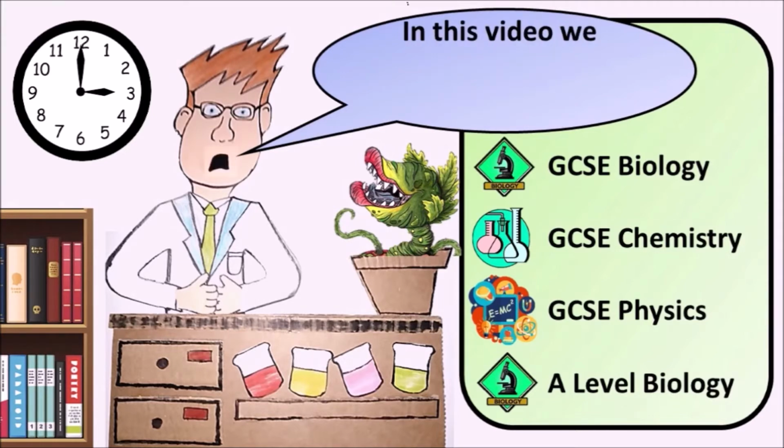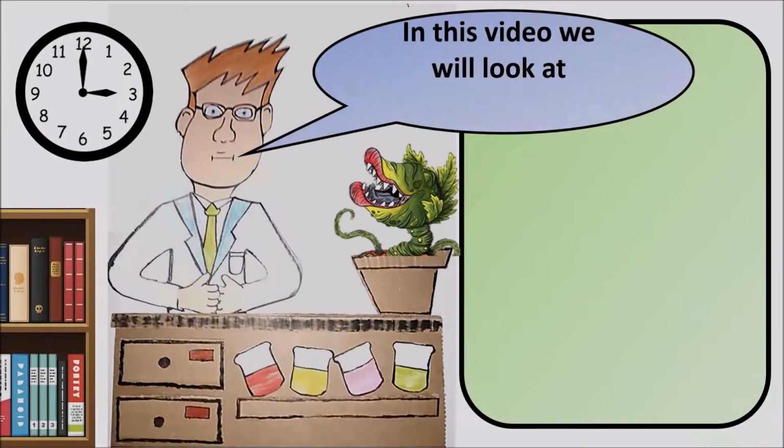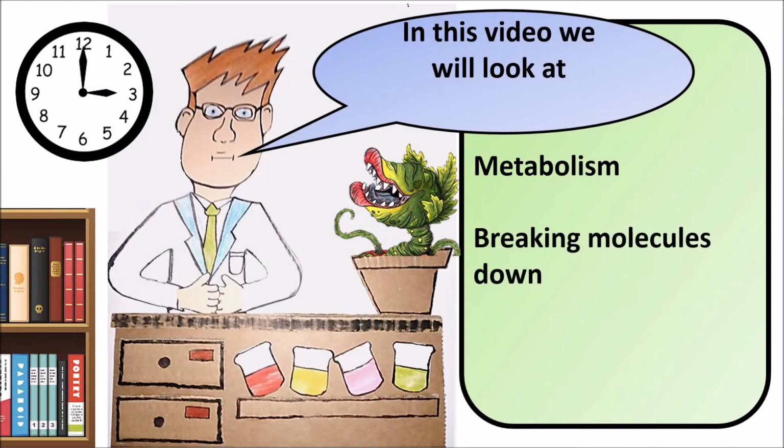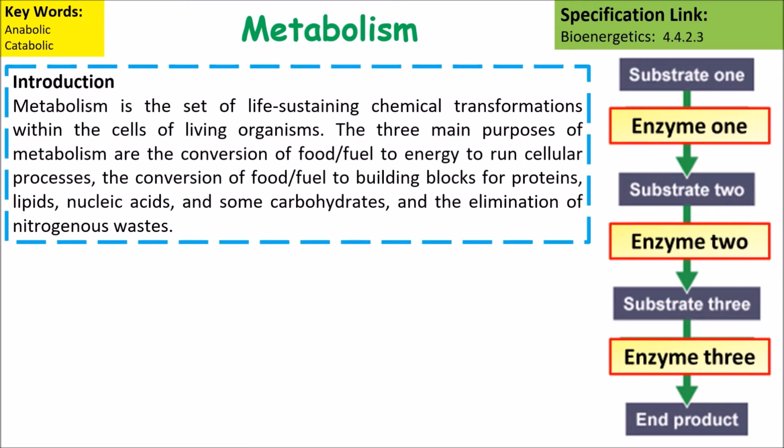In this video, we will look at metabolism, breaking molecules down and building molecules. So metabolism is a set of life-sustaining chemical transformations within cells of organisms. The three main purposes of metabolism are to convert food into energy to run cellular processes, to convert food into building blocks such as proteins and nucleic acids, and to eliminate waste products such as nitrogenous waste.